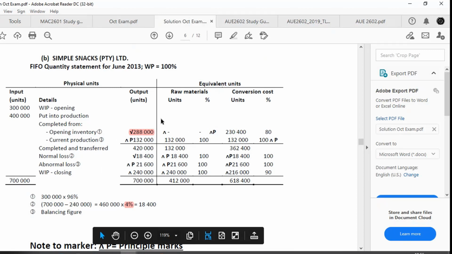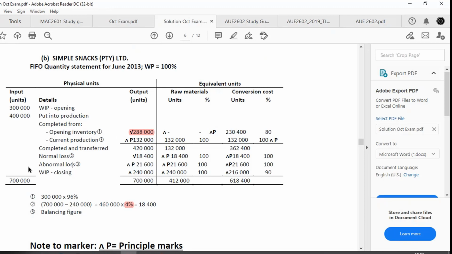And then abnormal loss, as far as I know, it's always a balancing figure, guys. But anyway, we'll talk. Then after that, we look at the raw material. It's the 132. It's at 100%, same as the conversion cost. But then we don't have any raw material for this.